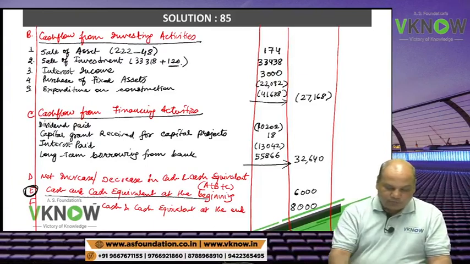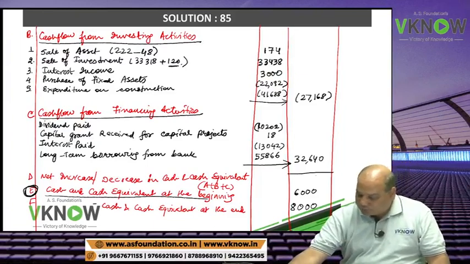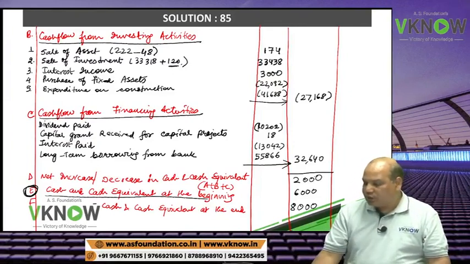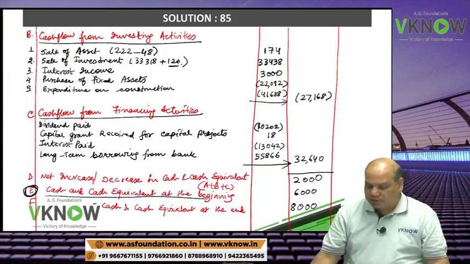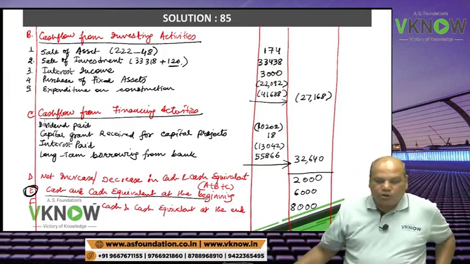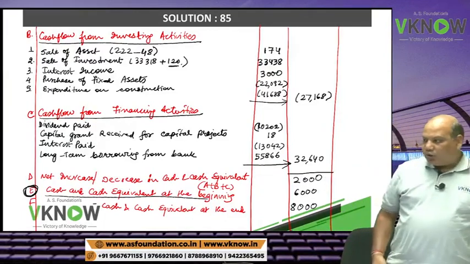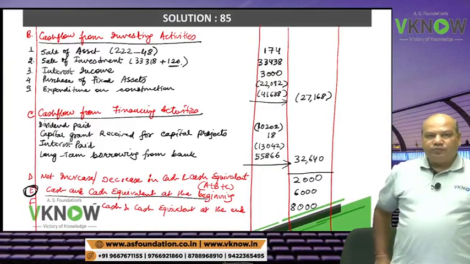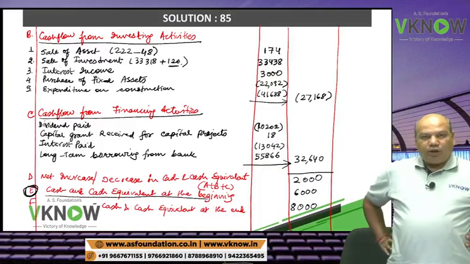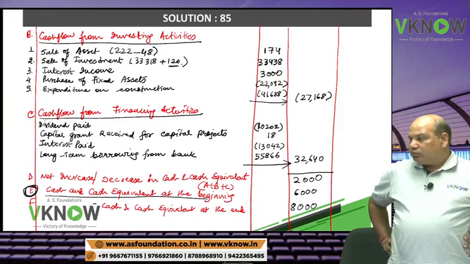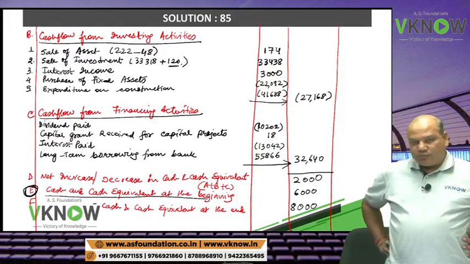32,640. So if you see the net increase, it is coming to 2,000. Take the total of operating, investing and financing activity and your net total will come to 2,000.